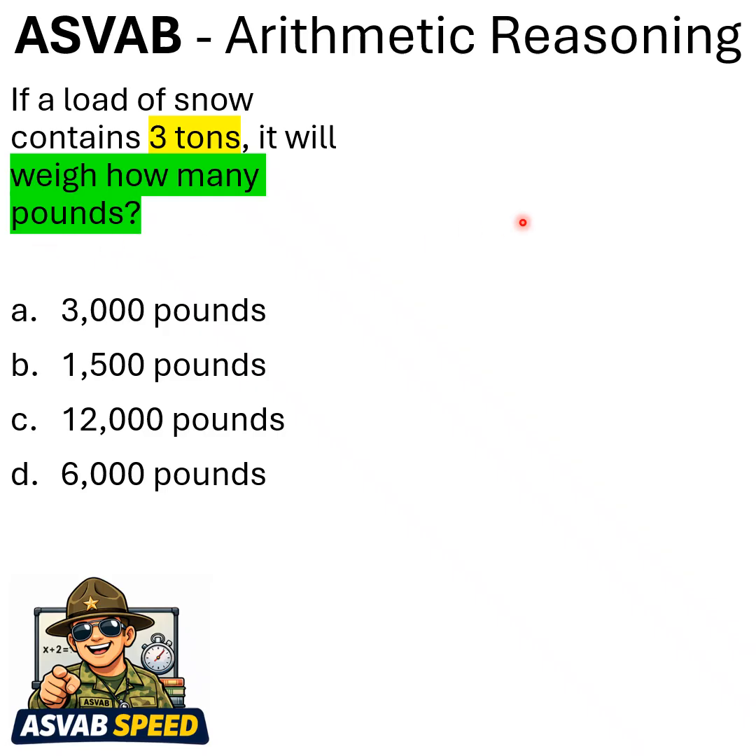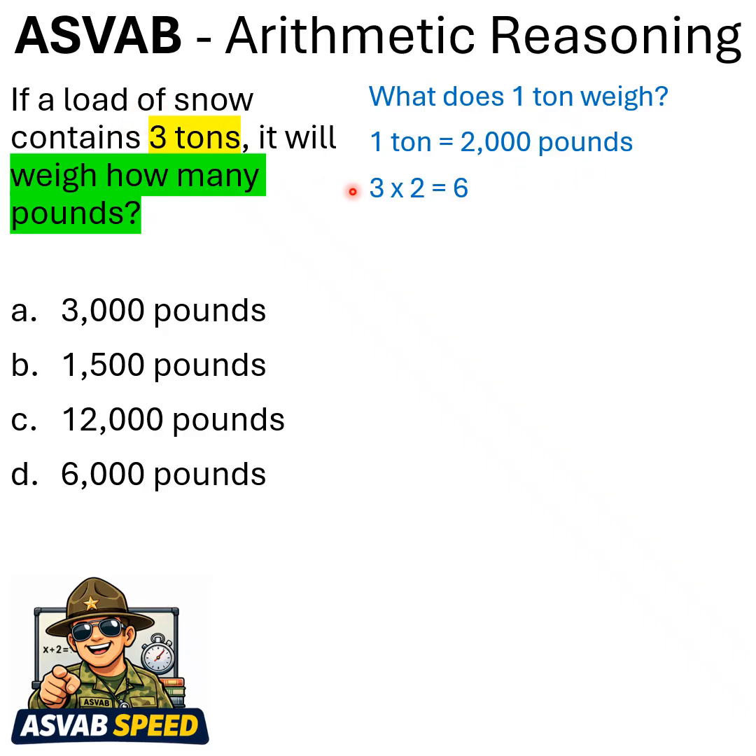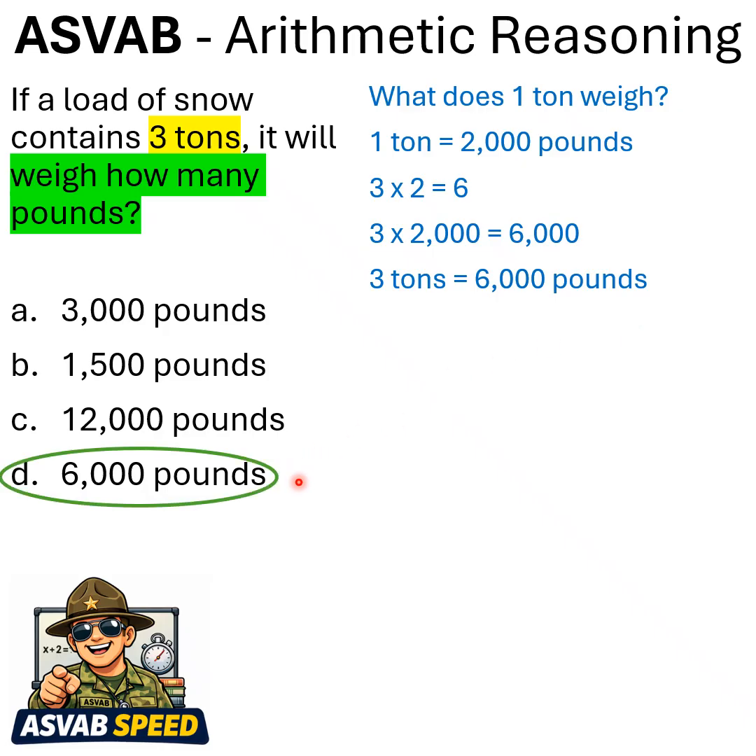Let's first remember, what does 1 ton weigh? And this is something you'll need to memorize. 1 ton equals 2,000 pounds. And how many tons do we have? 3. So we just do 3 times 2, giving us 6, and then add the zeros back on. So 3 times 2,000 equals 6,000. 3 tons equals 6,000 pounds. Answer is D, 6,000 pounds.